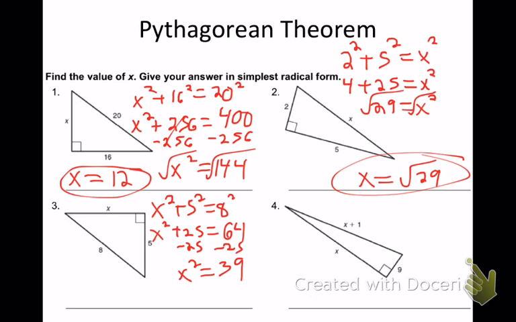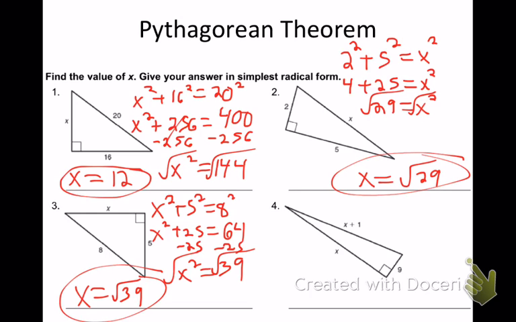39? Yeah. And then square root. X equals the square root of 39. The square root of 39 does not break down. What'd you say, Anderson? Okay.